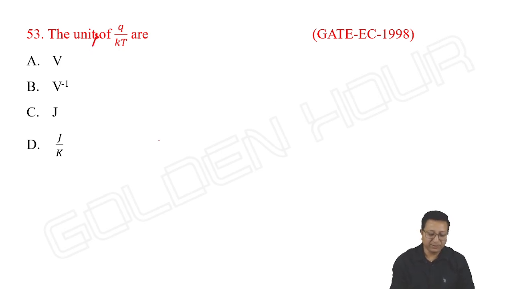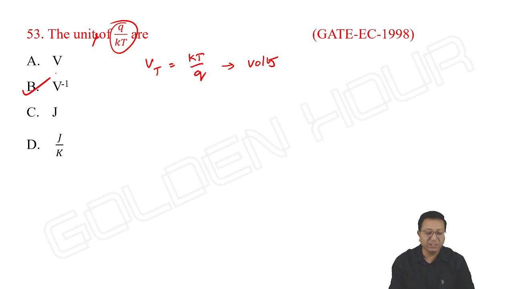Units of Q by Vt: we know Vt is equal to kT by Q, whose units are volts. But what is given is Q by Vt? So its units should be volt inverse.